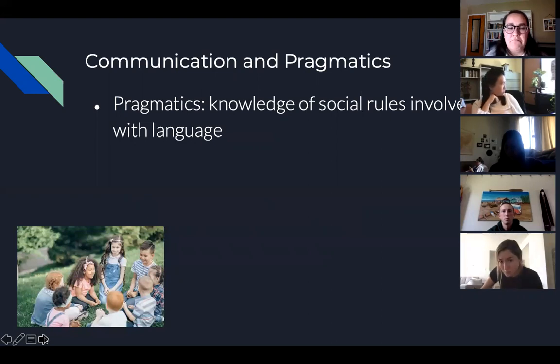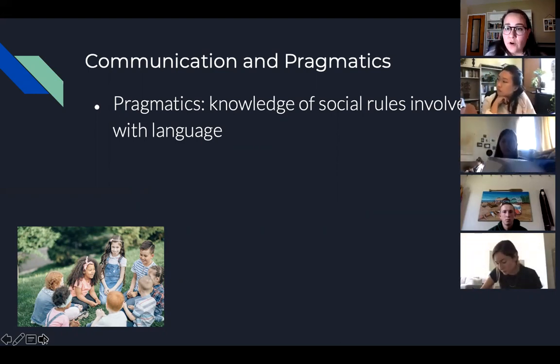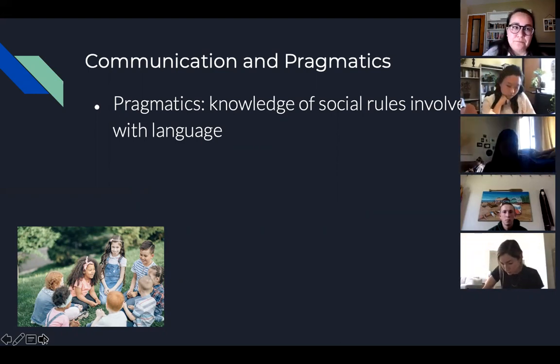So, and this is related to language comprehension, but also ties back into pragmatics. So pragmatics, you might remember, is our understanding of the social rules that are involved when we use language. And so this is where a child's ability to communicate becomes even more sophisticated. It's not just learning what words to say, but how to go about saying them to people and how to go about understanding what other people are saying to you.